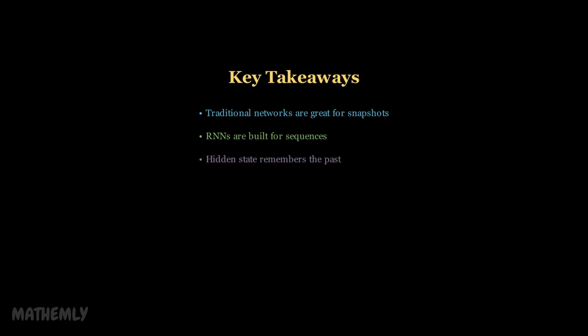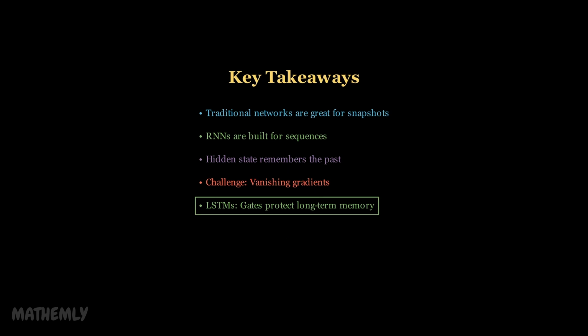To sum up, traditional networks are great for snapshots, but RNNs are built for sequences. They use a hidden state to remember the past, but they struggle with vanishing gradients in long chains. LSTMs solve this by using gates to protect and maintain a long-term memory.